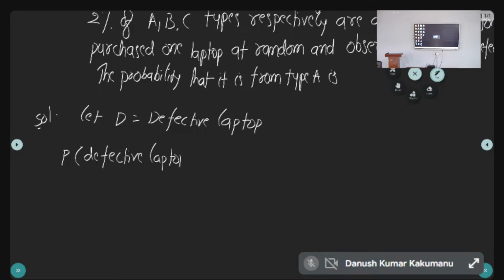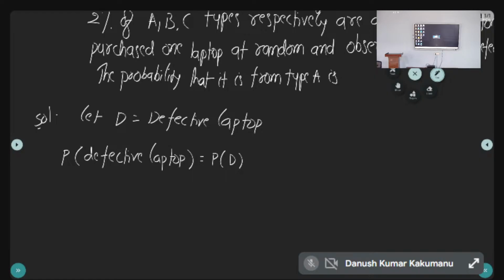Just for clarity I am writing. Suppose I have purchased one laptop randomly as a customer. By bad luck I observed it is a defective laptop. What is the probability of a defective laptop? P of D. Listen carefully to this point. Logically I am answering this question.